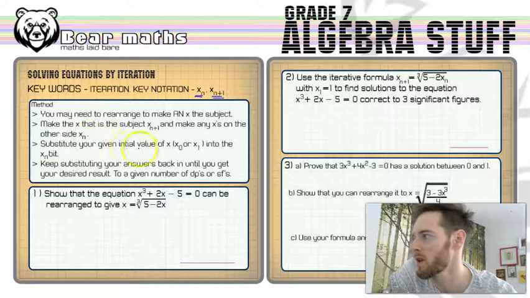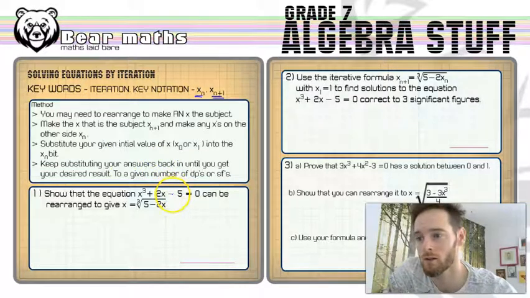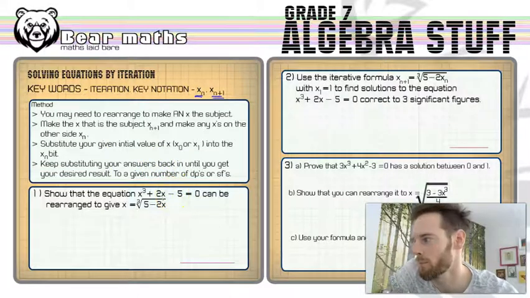We substitute the given initial value of x, so you'll be getting x with a subscript 0 or x with a subscript 1. And you substitute that into the x subscript n bit of your formula. Once you've done that, you keep substituting your answers back into that same x subscript n bit until you get your desired result to a given number of decimal places or significant figures. Depends what they ask you to round it to within the question.